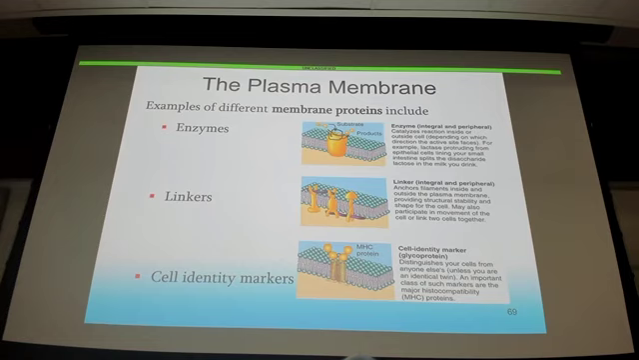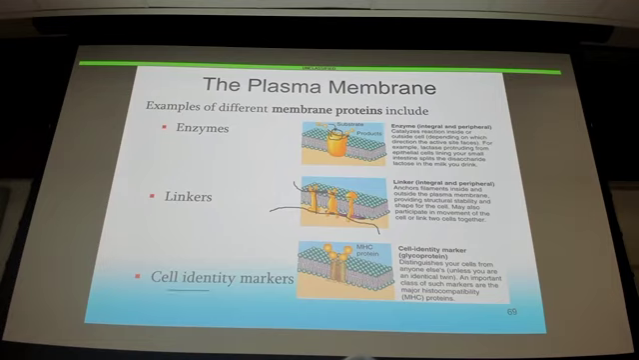As we get into the organelles of a cell, we'll see that there are fibers within the cell that actually give a cell its shape and provide its form. And then you have linker proteins that can go from one cell to the next and actually attach to those and link those cells together. Types of cellular connections, right? And then the last one is cell identity markers.